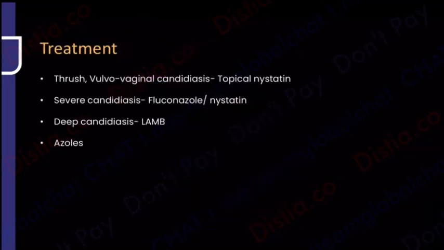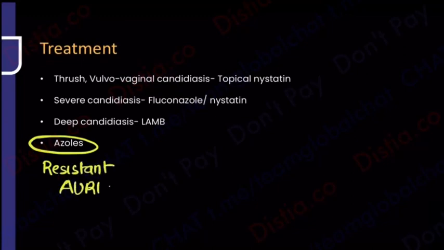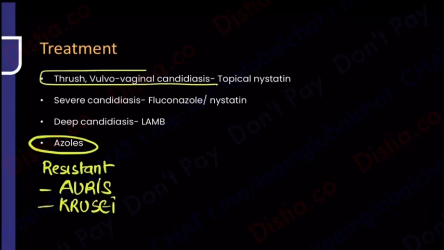Finally, coming to the treatment, I have already told you that azoles are going to be the treatment. And which were the two that were resistant to azoles? I think that part also you have analyzed. That is going to be Candida auris and Candida krusei. These are the ones which are resistant. So for most cases, azoles are given. For the two very common ones, oral thrush and vulvovaginitis, topical nystatin is also preferred. For severe cases, we can go for azoles or nystatin. But for deep candidiasis, with organ involvement, liposomal amphotericin B is given. So usually it is azoles and nystatin, and for deep infection it is going to be liposomal amphotericin B.